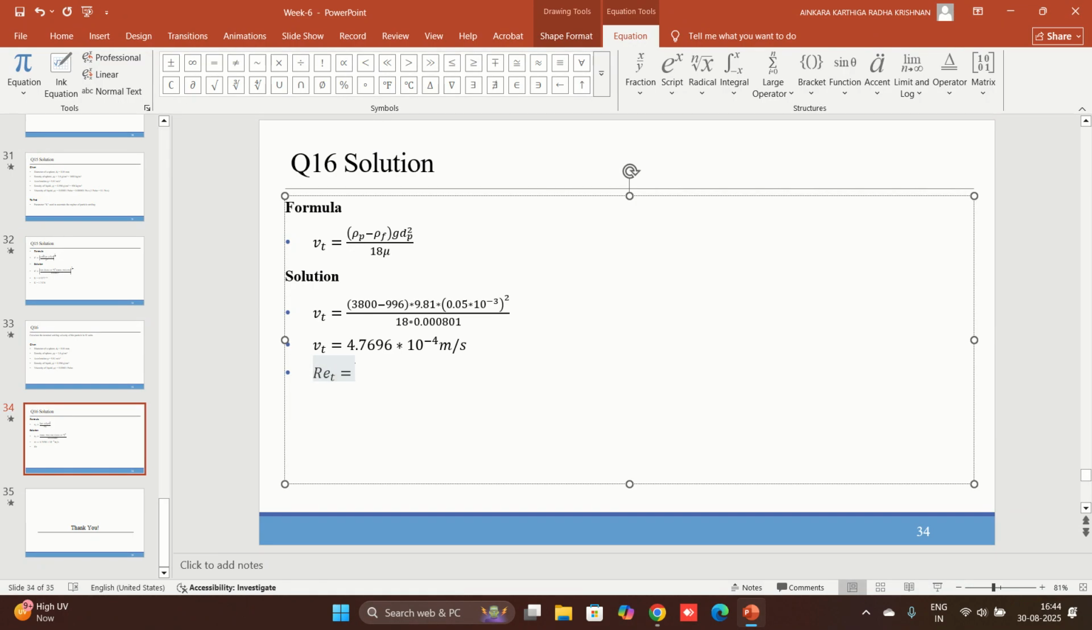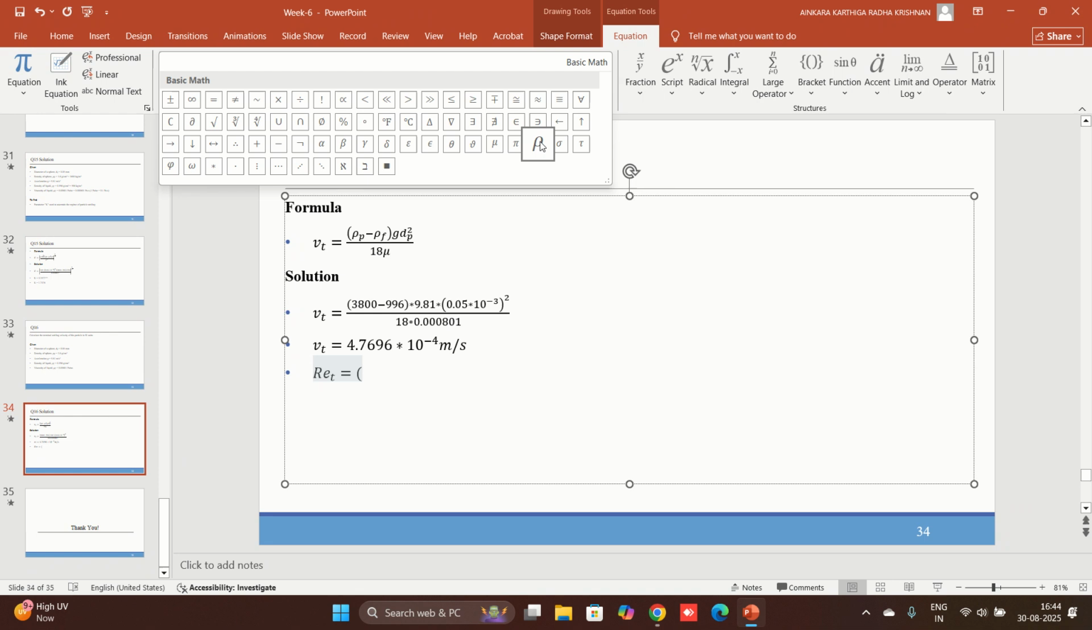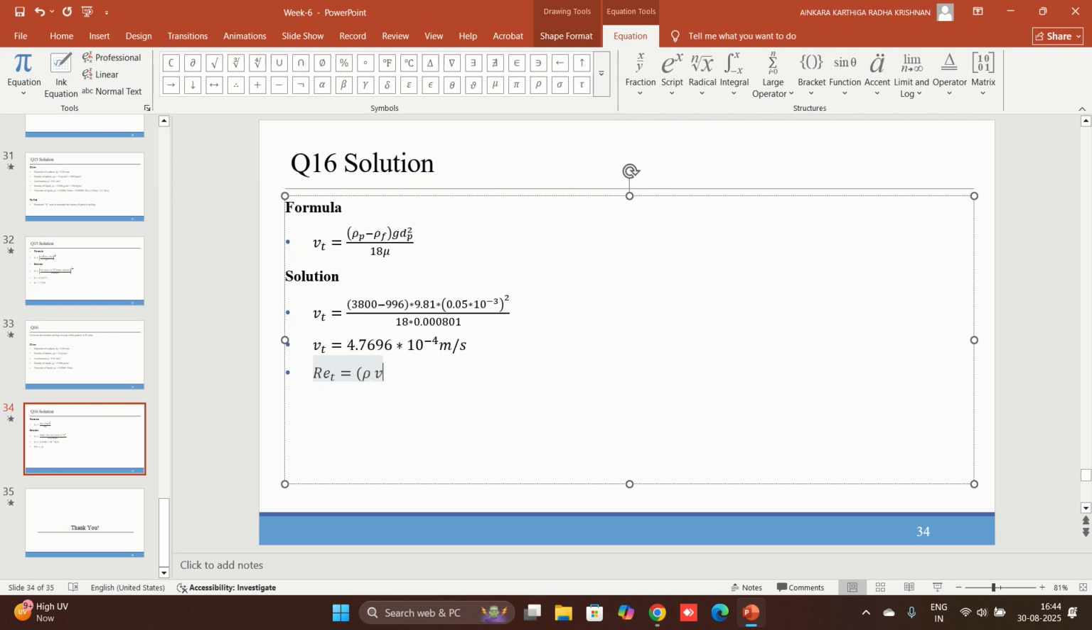Re_t is equal to rho V_t d_p over mu, everything the same. It is just the terminal Reynolds number, or particle Reynolds number. Since in the question it is asked for the terminal velocity, I am using that nomenclature. But if you use Re_p, it is the particle Reynolds number. That won't be a change.